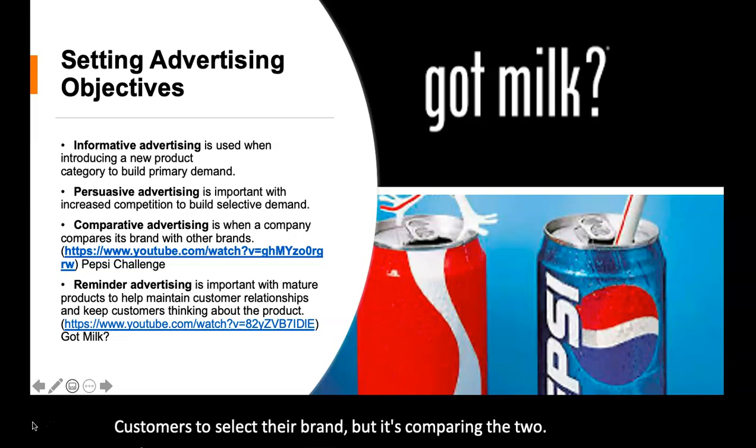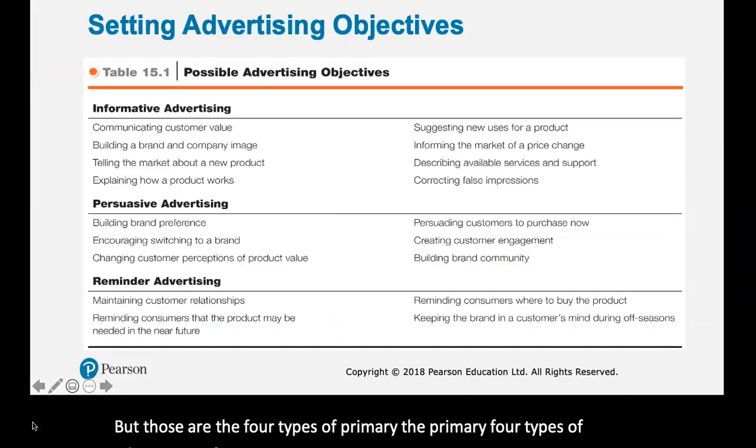And then there's reminder advertising. This is when products are in the maturity stage of the life cycle, and they just want to remind customers that the product is out there, and you still need the product. So the graphic on top, and I know all of you have seen these commercials, got milk. That's just a reminder advertising piece that says, hey, milk is good for you. And usually there's a celebrity involved that has milk around their lips. But those are the four primary types of advertising: informative, persuasive, comparative, and reminder advertising.